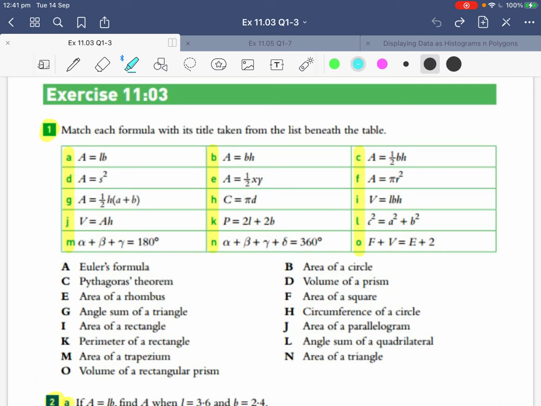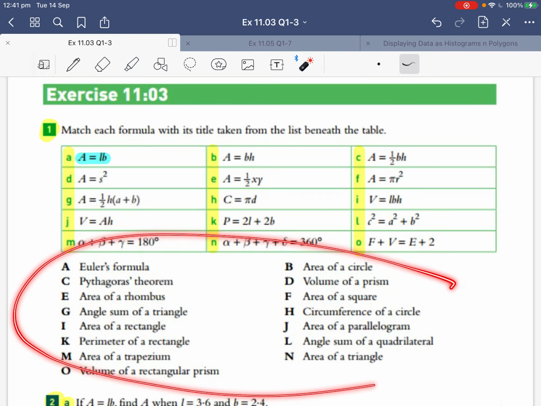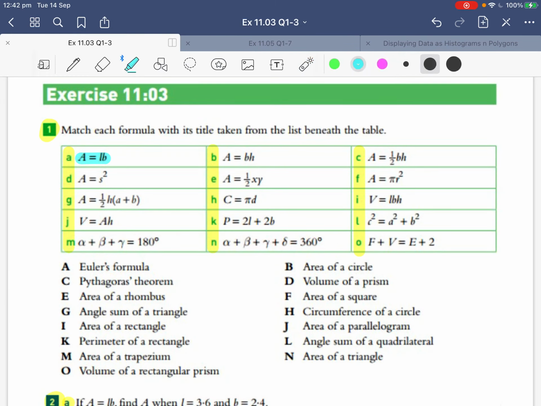For question 1, we're to do the whole table, so A to O. I'm going to start off with A and talk you through how to work out which formula goes with which. A is the formula A equals LB. Now you should know that capital A stands for area. So I'm going to look at my list down here and highlight any of the titles that say area.